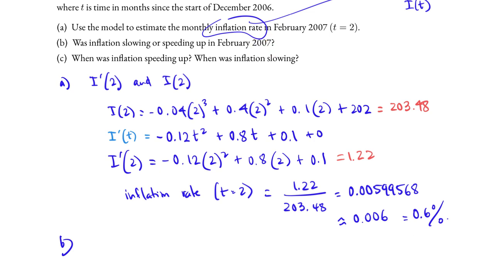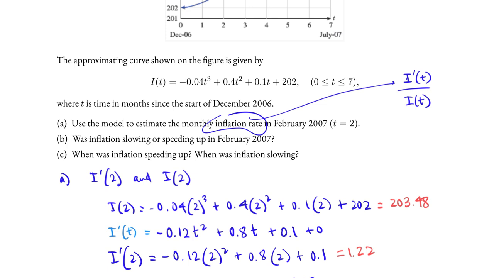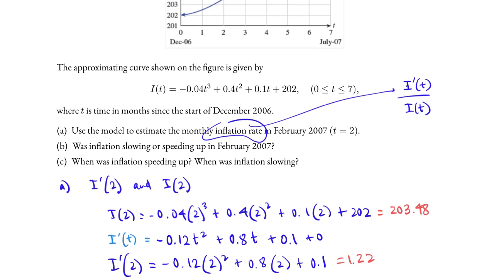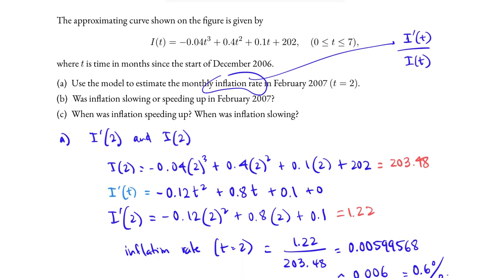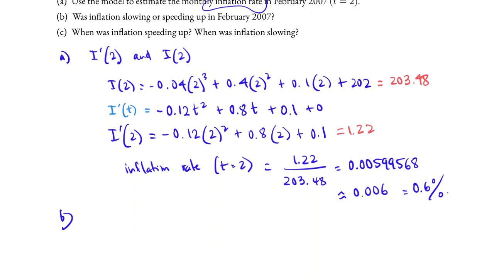Part B. Was inflation slowing or speeding up in February 2007? The inflation will be slowing if the consumer price index is decelerating, and it is speeding up if the consumer price index is accelerating. But to answer a question about decelerating and accelerating, we would need to find the second derivative. We have the first derivative already.